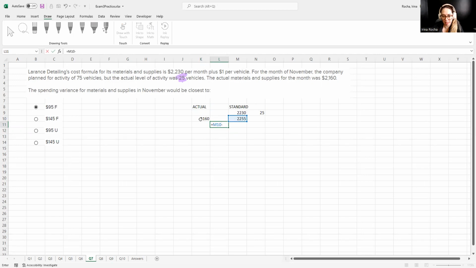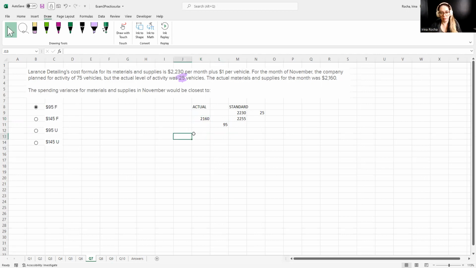This minus this. So before we keep going, is it favorable or unfavorable? We can enter it here. I actually spent less than what I planned for, so it's definitely favorable because I saved money, and that is the answer.